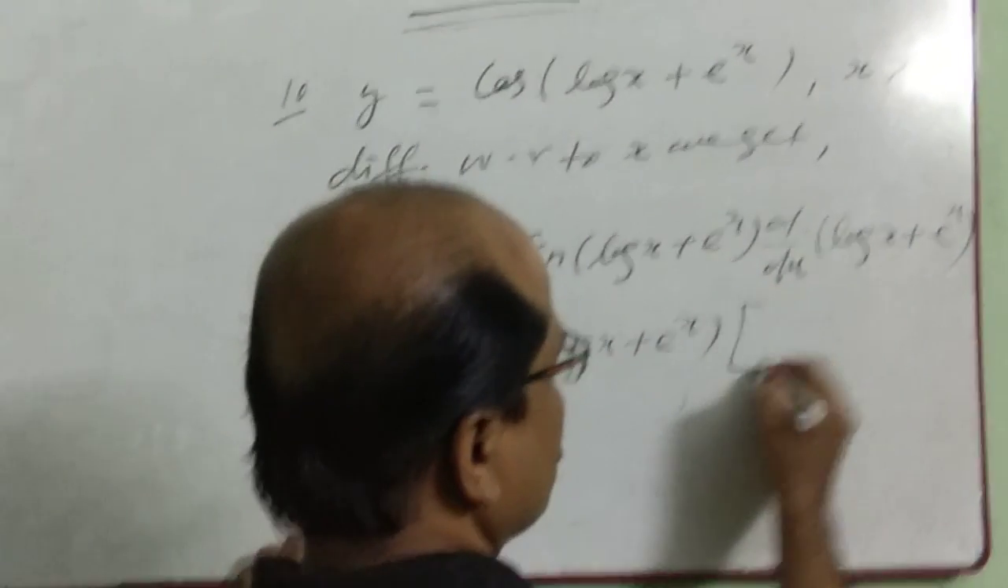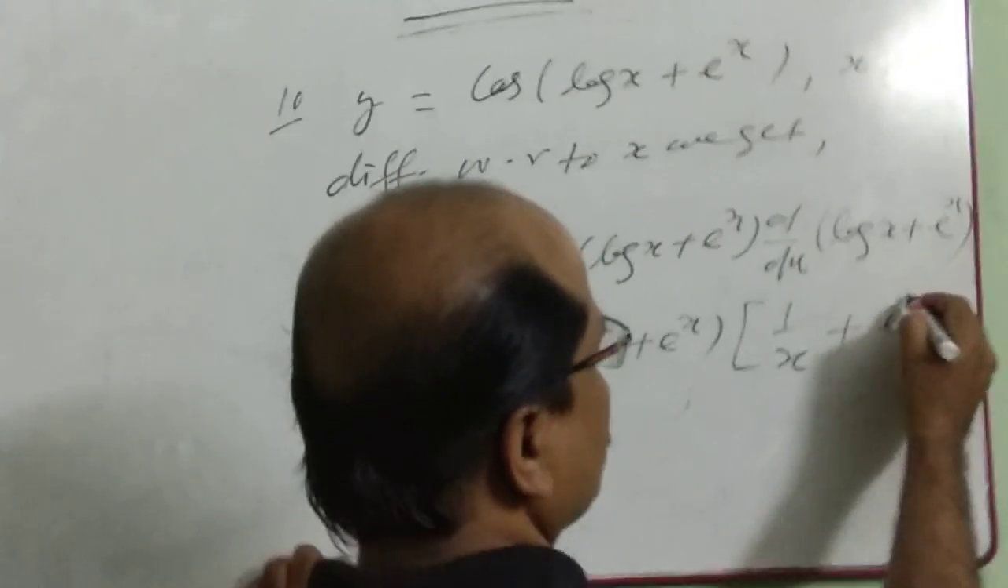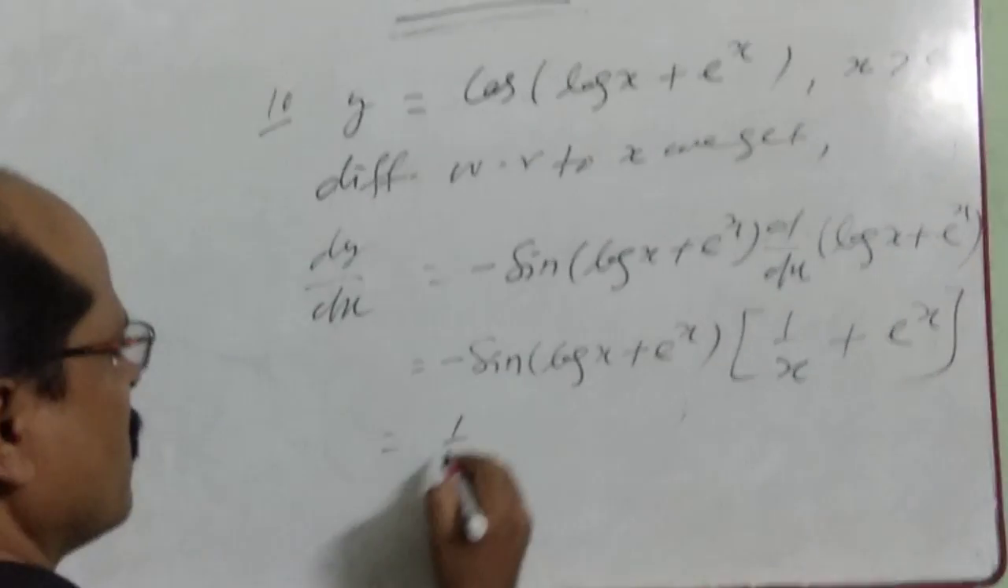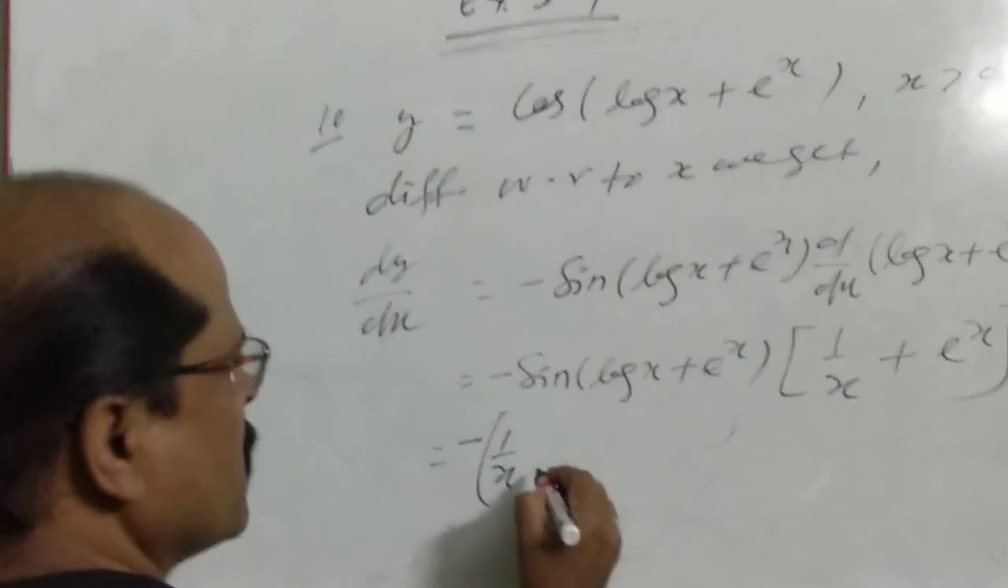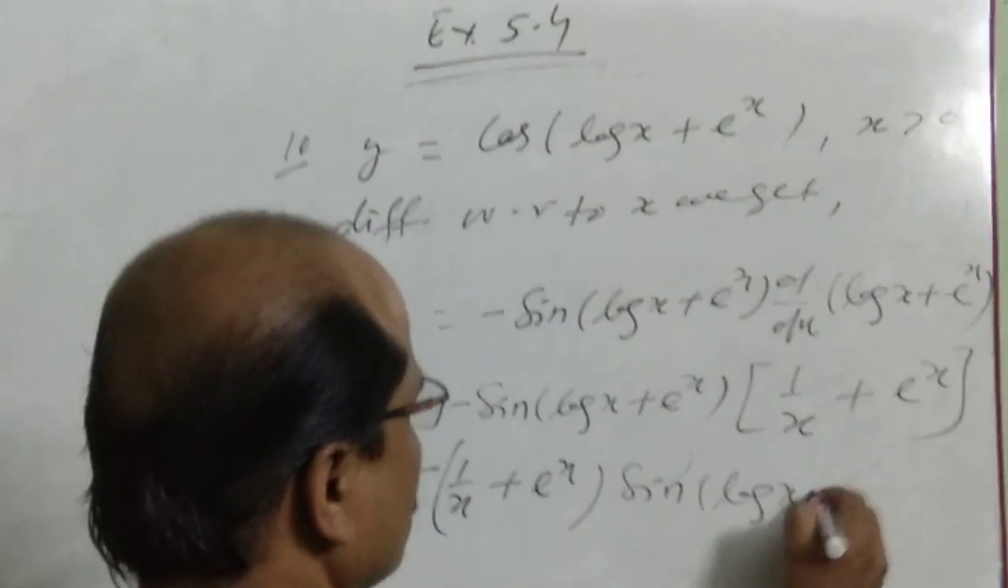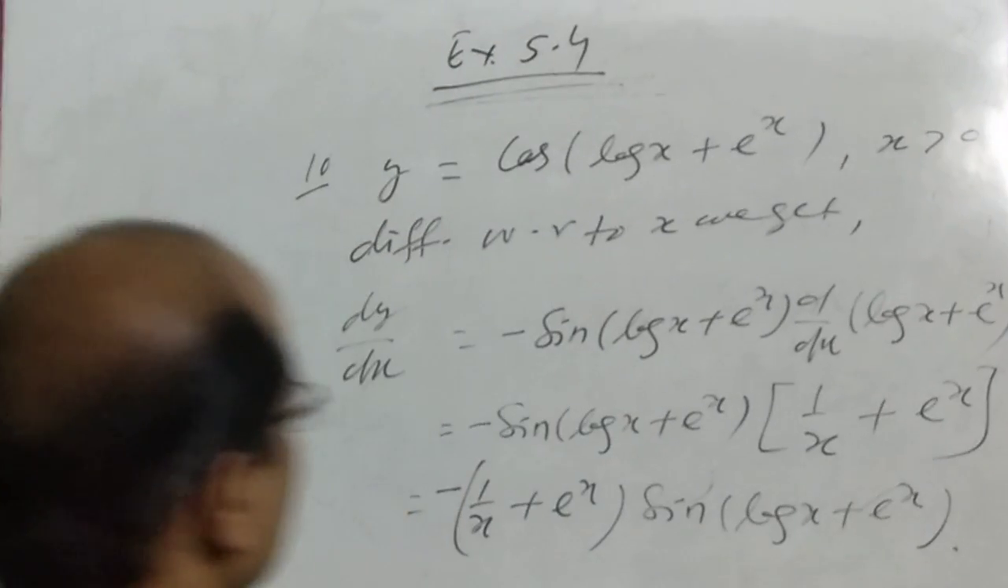Log x derivative is 1 by x, e to the power x derivative is e to the power x. So this is nothing but minus 1 by x plus e to the power x, times sine of log x plus e to the power x. Clear?